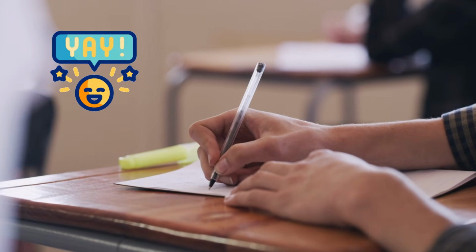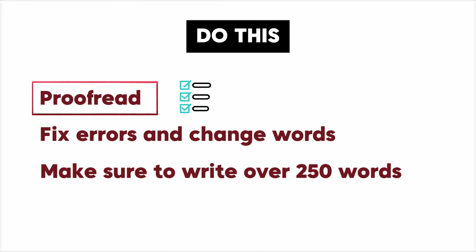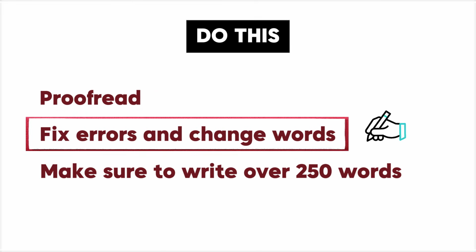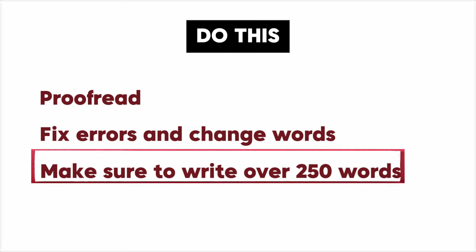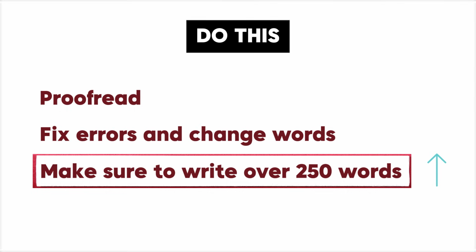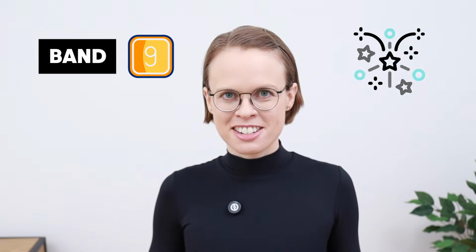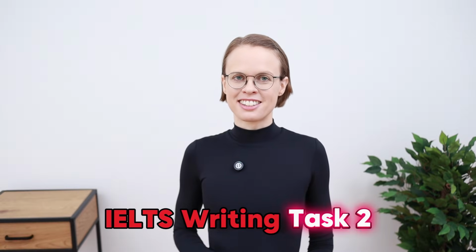Now I'm done with writing, but I go back to proofread. If you take time to fix errors and change words, it can really boost your score. Don't forget this step. Also, make sure you have written over 250 words. This essay has 334 words, which is fine. That's it, and that's how to write a Band 9 answer for a discussion question in IELTS Writing Task 2.